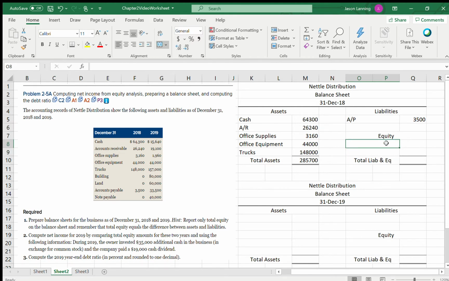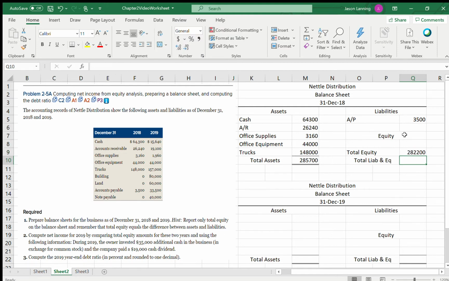I'll put it down here. Total equity. And remember, assets are equal to liabilities plus equity. So basically, if we just subtract liabilities from assets, we get what our equity is. So if we take the 285.7 minus 3.5, that is 282.2. That is our equity.